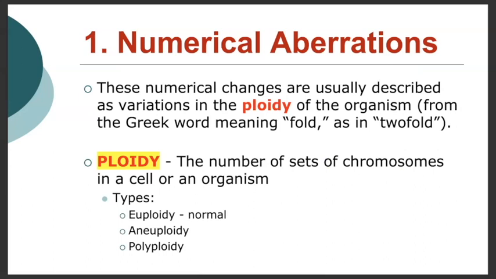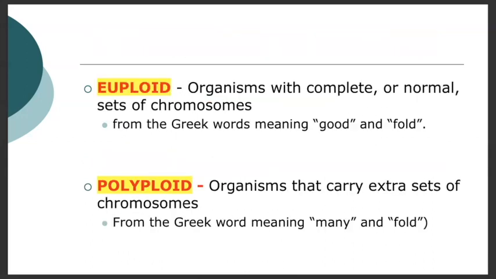When you say ploidy, it means fold, as in two-fold. Human organisms should be diploid, except for the sex cells, the sperm and egg cells, which are haploid. Ploidy refers to the number of sets of chromosomes in a cell or an organism. We have several types of ploidy: euploidy, which is the normal set of chromosomes, aneuploidy, and polyploidy. Normal humans are euploid, organisms with complete or normal sets of chromosomes. Polyploid organisms carry extra sets of chromosomes.